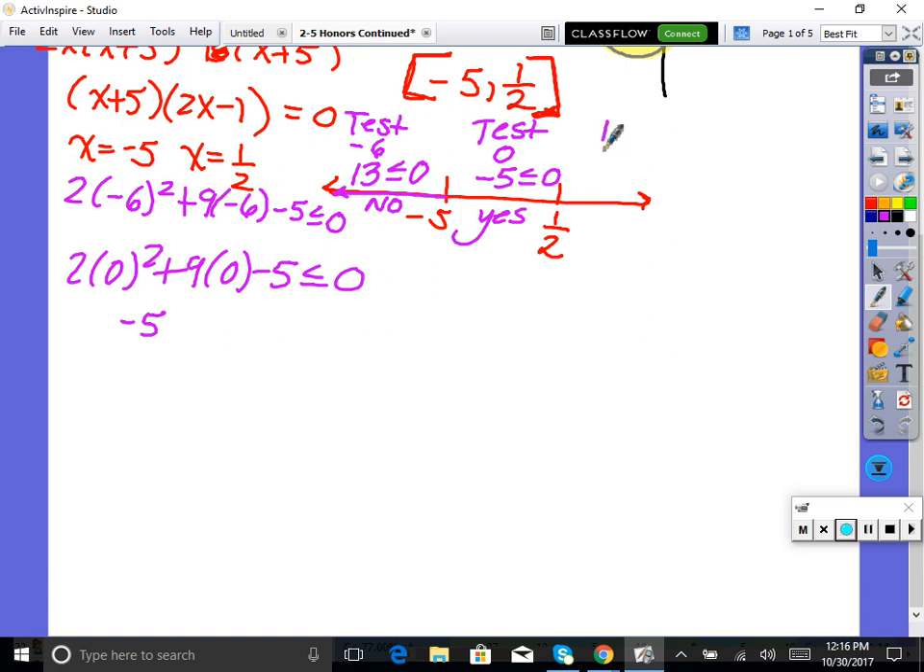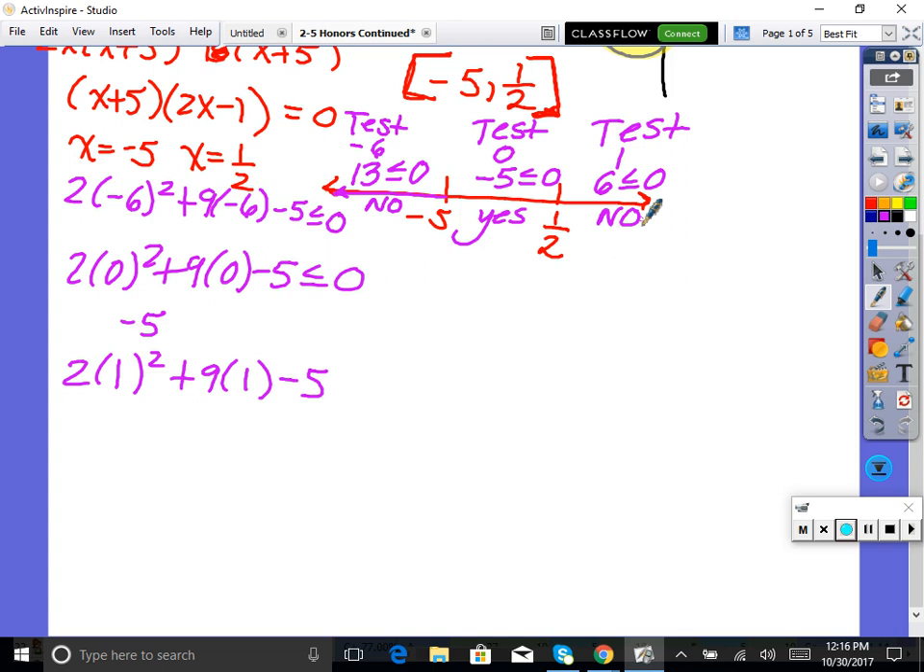Let's test a value above 1/2, maybe 1. Plug in 1. Go. Yep. So is 6 less than or equal to 0? No. So look, guys, this is how we're going to test our harder ones. So if you're not focusing, you're going to be confused.